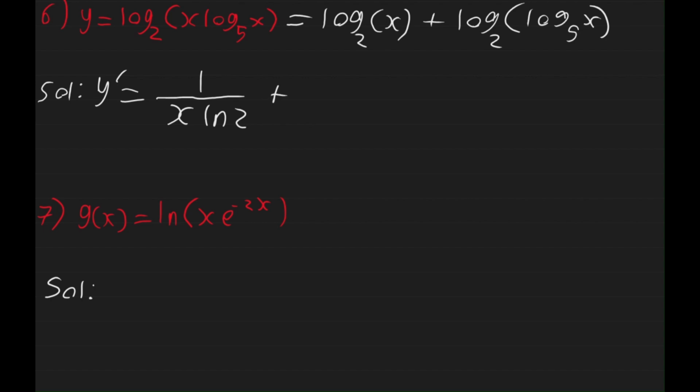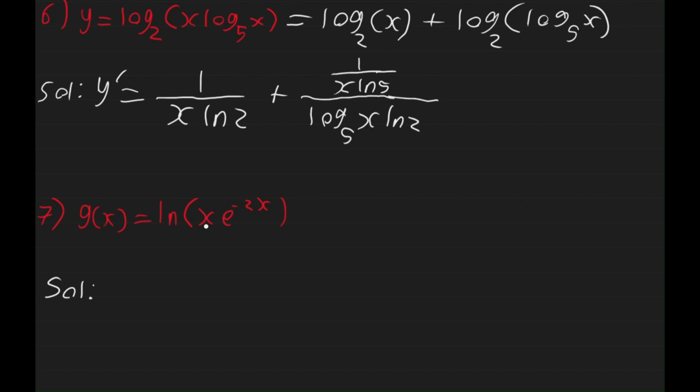Now plus log to the base 2, and what's inside it is all of this, so we write all of this here: log 5 x, over ln 2. Now to differentiate log 5 x, we're going to say 1 over x ln 5, and the differentiation of x is just 1.